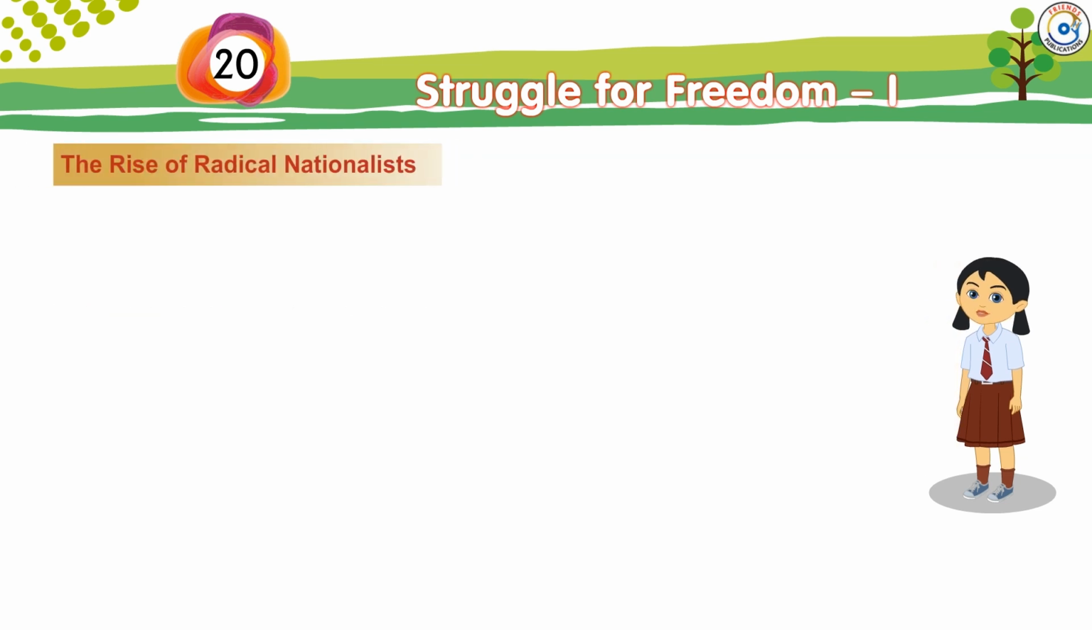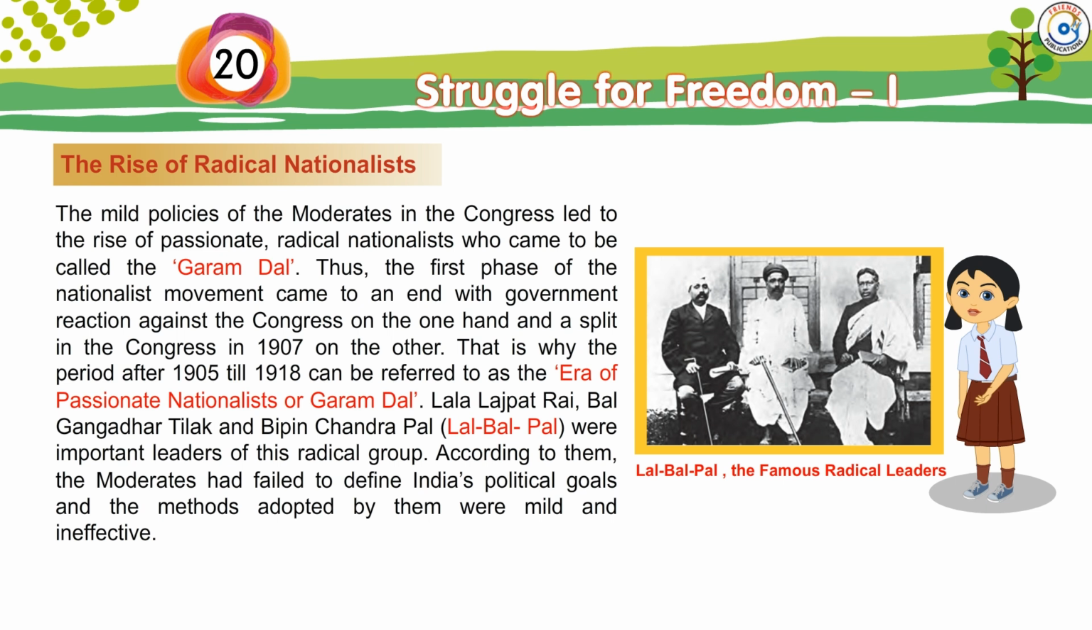The rise of radical nationalists. Here is a picture of Lal Bal Pal, the famous radical leaders. The mild policies of the moderates in the Congress led to the rise of passionate radical nationalists who came to be called the Garam Dal. Thus the first phase of the nationalist movement came to an end with government reaction against the Congress on the one hand and a split in the Congress in 1907 on the other. That's why the period after 1905 till 1918 can be referred to as the era of passionate nationalists or Garam Dal.